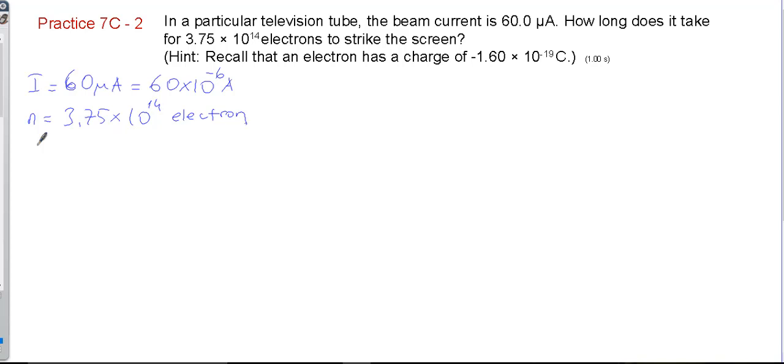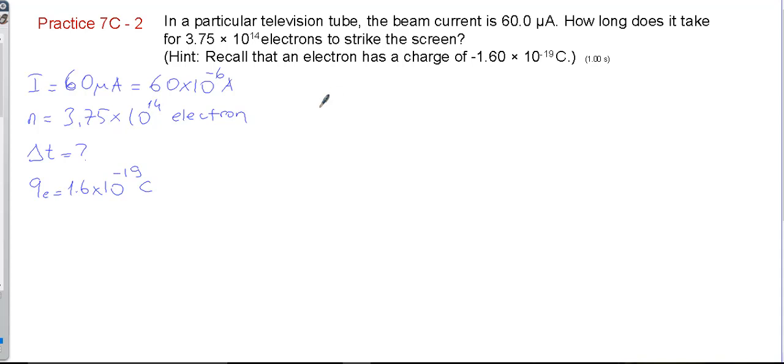How long does it take? Delta T is wanted. And it gives a hint: the charge of an electron is equal to 1.6, it says minus, but here we are calculating the amount of charge. So it is 1.6 times 10 to the minus 19 coulomb. As I say, I calculate the magnitude.